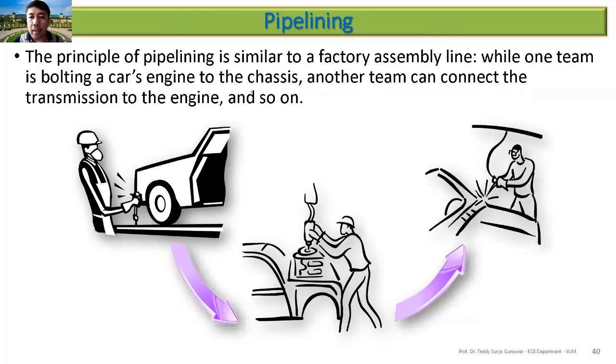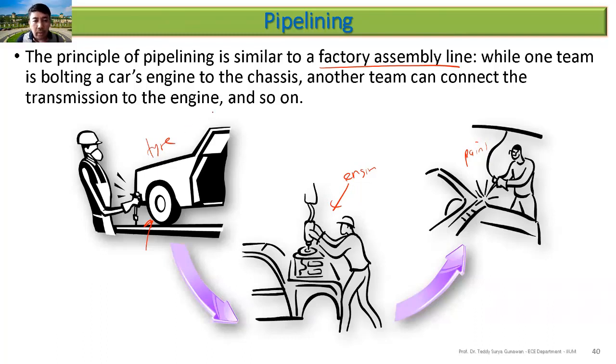Pipelining is similar to a factory assembly line. So you are making a car, for example. You fit the tire, you fix the engine, and this one does some painting, for example. This is painting, this is the engine, and this is the tire, put the tire there.